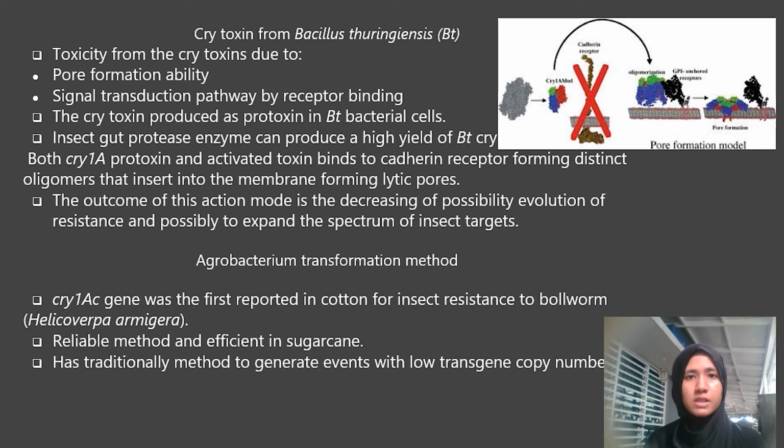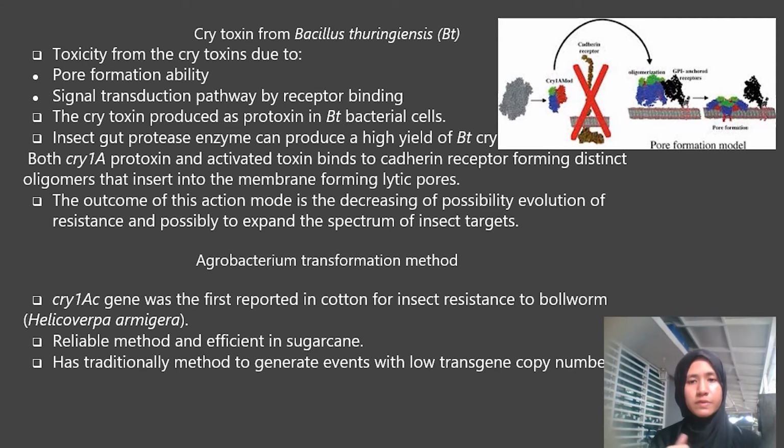In the Bacillus bacterial cell, the Cry toxin produced is called protoxin. A high yield of active Bacillus Cry toxin could be produced by insect gut protease enzymes. Both Cry1A protoxin and the activated toxin bind to the cadherin receptor, forming prelytic-state oligomers that enter into the membrane, forming lytic pores. The outcome will be the decreasing of viability, aberration of resistance, and the possibility to expand the spectrum of insect targets.